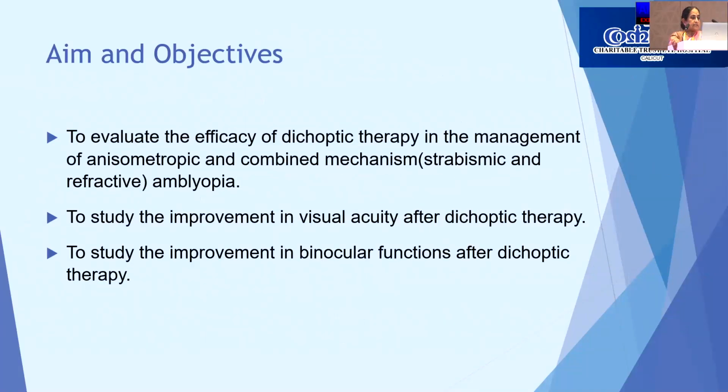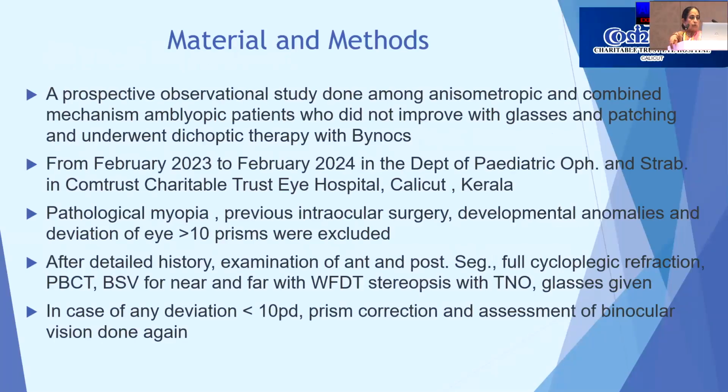The aim and objectives are to evaluate the efficacy of dichoptic therapy in the management of anisometropic and combined mechanism, that is strabismic and refractive, amblyopia, and to study the improvement of visual acuity and binocular functions. A prospective observational study was done among anisometropic and combined mechanism amblyopic patients who did not improve with glasses and patching, and underwent dichoptic therapy with Binox, from February 2023 to February 2024 in our department in Kerala, in South India.